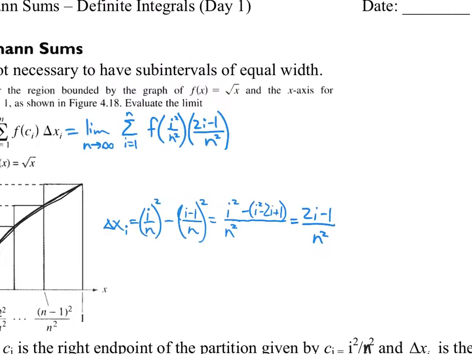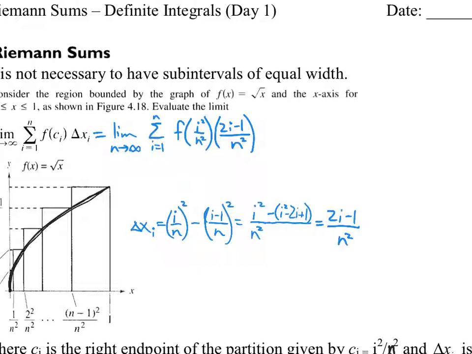All right, so now we can actually go ahead and figure out what f of i squared over n squared is. You might be saying, why in the world did they make c sub i equal i squared over n squared? Well, it's because the function we're dealing with is the radical function, and we wanted to make sure that we would end up getting something that we had formulas for.